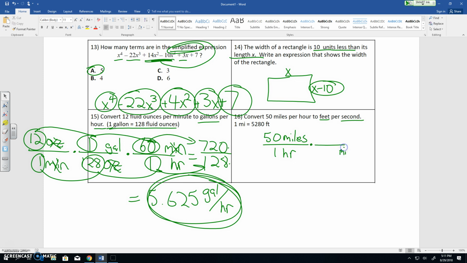So the miles, we know is going to change to feet. And it says the conversion right here. 1 mile is equal to 5,280 feet. Make sure you know that for tomorrow. So that takes care of the miles, and we got feet on top. Now let's get the seconds.